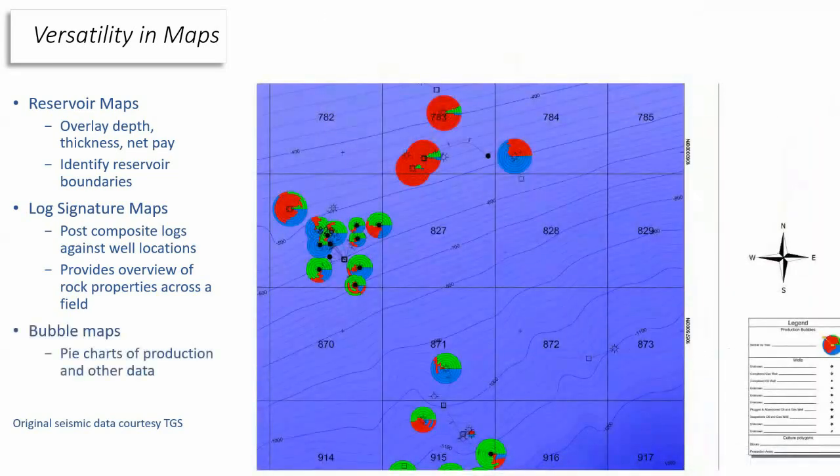And then another example would be bubble mapping. So production mapping, being able to load that information and plot it this way is a really nice way of visually seeing what the differences are across an area. Are different platforms performing better than others? Are different well pads performing better than others, or is it different intervals?